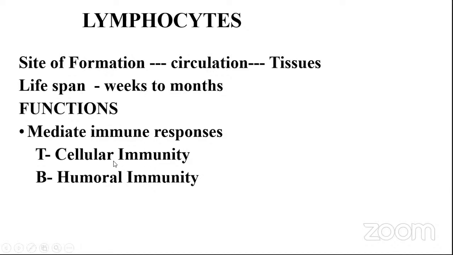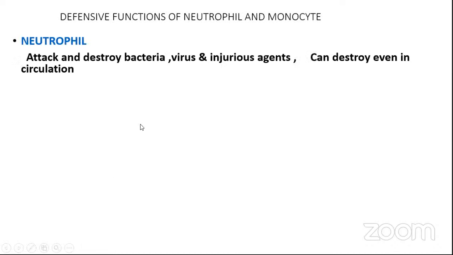Functions are mainly your immunity. Immunity I will take in a different class in detail. You will see how cellular immunity works, what the mechanism actually occurring in cellular immunity is, and how humoral immunity works by producing the antibodies. So that we will see in detail. Now, a defensive function of the, so I'm coming to the neutrophils. Back to the neutrophil.